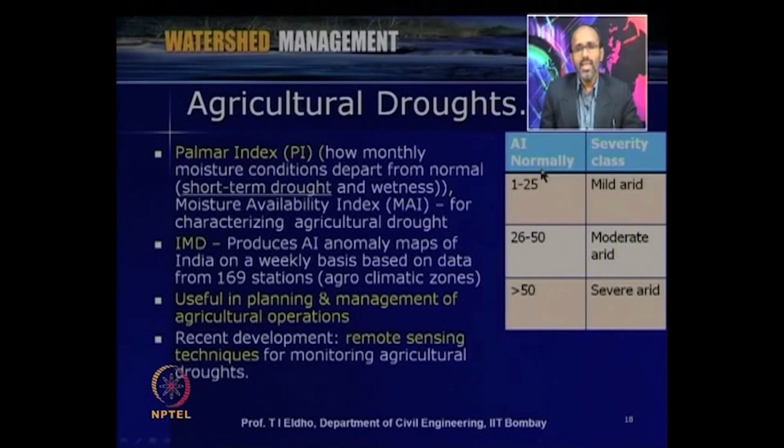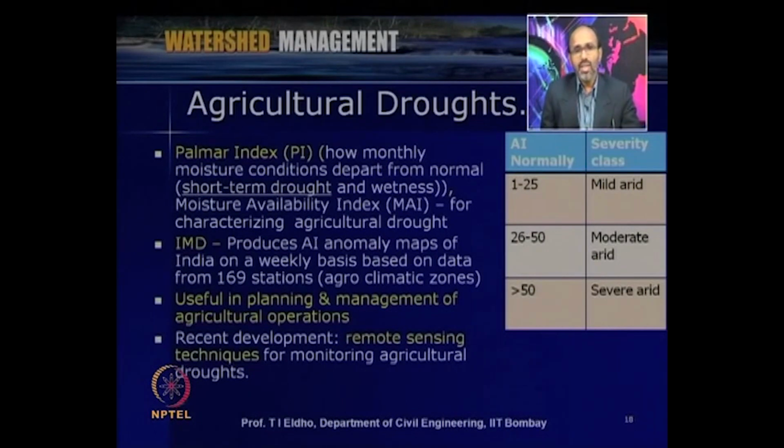Accordingly, with respect to the aridity index, when it varies from 1 to 25, we can say it is mild arid, and 26 to 50 we can say it is moderate arid, and when it is greater than 50 we can say it is severe arid. And then there are some other indices like the Palmer index, which shows monthly moisture conditions and how they depart from normal conditions. It is actually a short term drought and wetness index, and then there is the moisture availability index. These are all used to identify whether agricultural drought is there in a particular area, and then accordingly, whether it is short term or long term, we have to go for various mitigation measures.